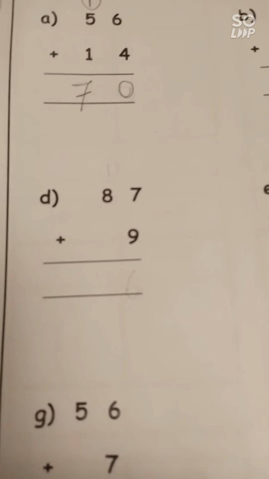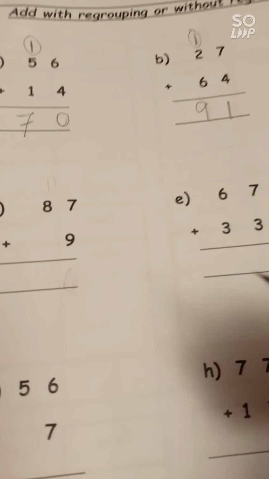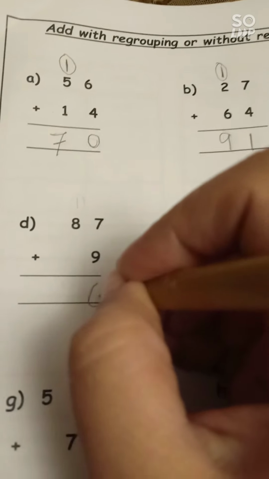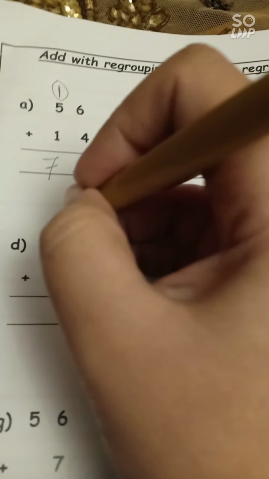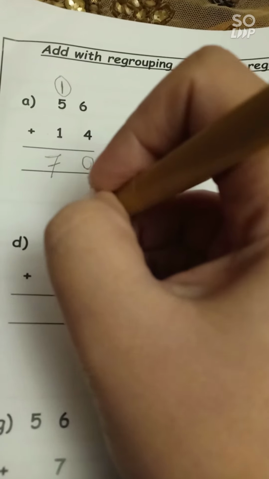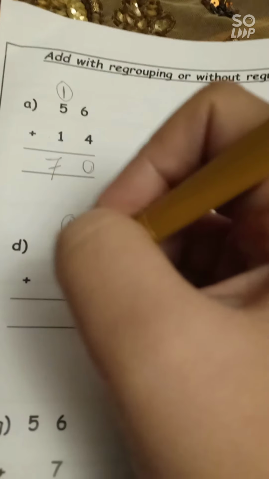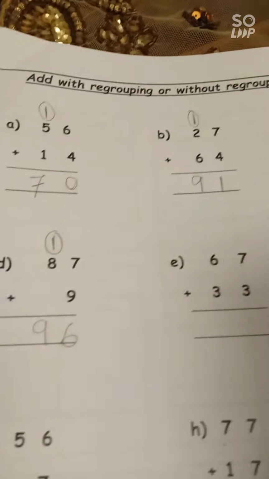Here is another example. 87 plus 9. 9 plus 7, or 7 plus 9, equals 16. So we put the ones under the ones, which is 6, and we add the 1, which is the tens, with the tens up here. 8 plus 1 equals 9. 9 plus 0 equals 9.